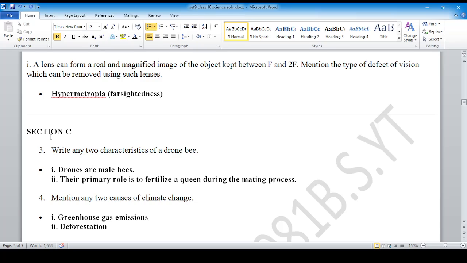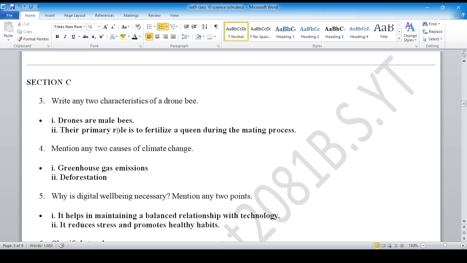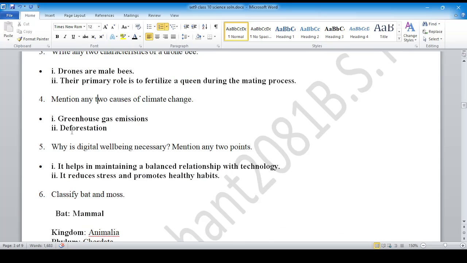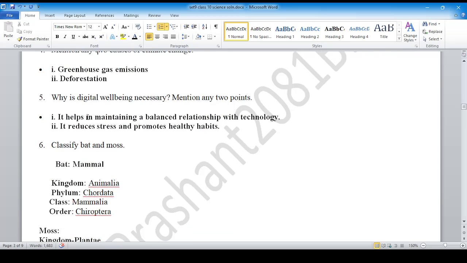Section C, question number 3: write any characteristic of a drone bee. You can see the solution here. Drones are male bees, their primary role is to fertilize a queen bee. Question number 4, you can see the solution. For question number 5, you can see the answers here. 2 points.